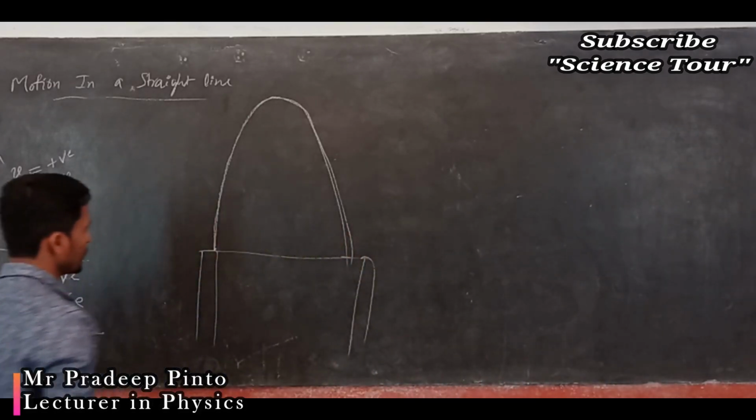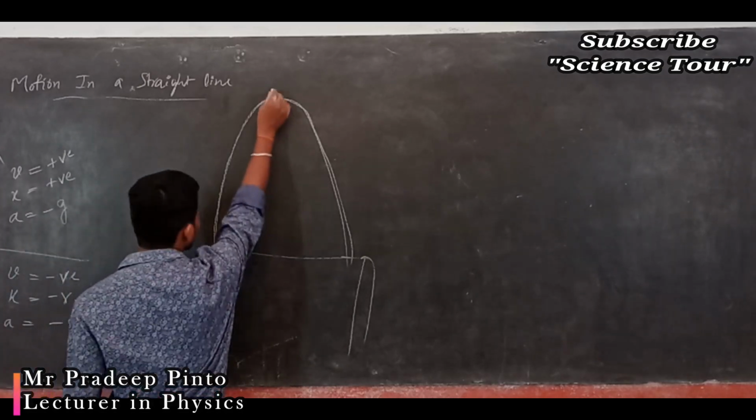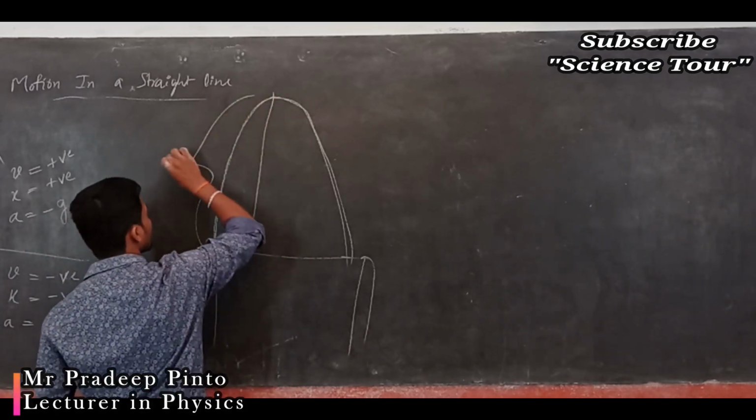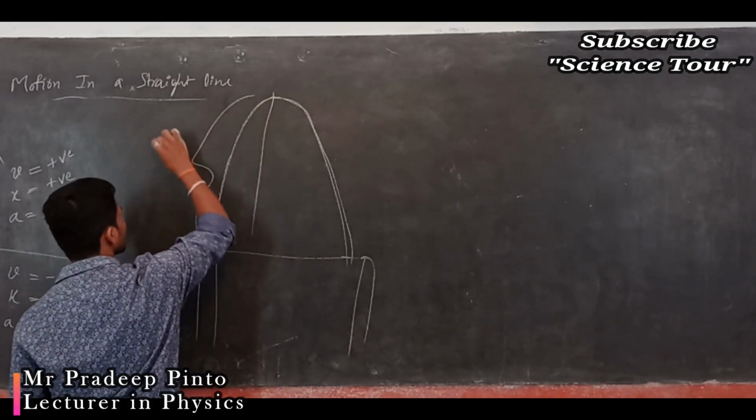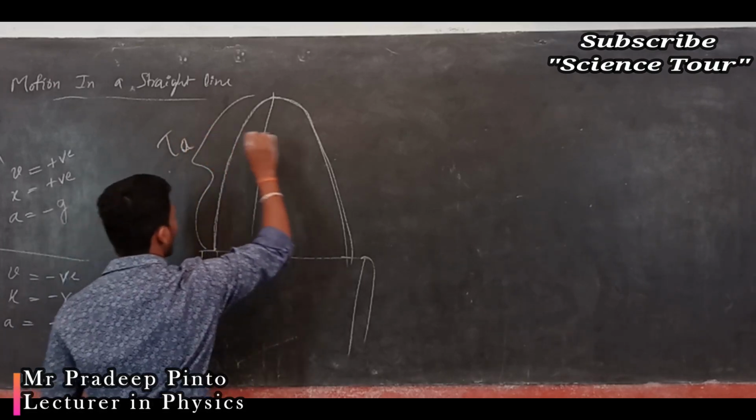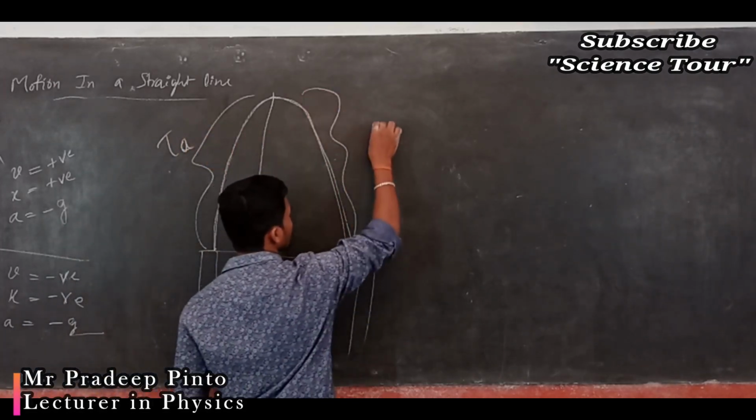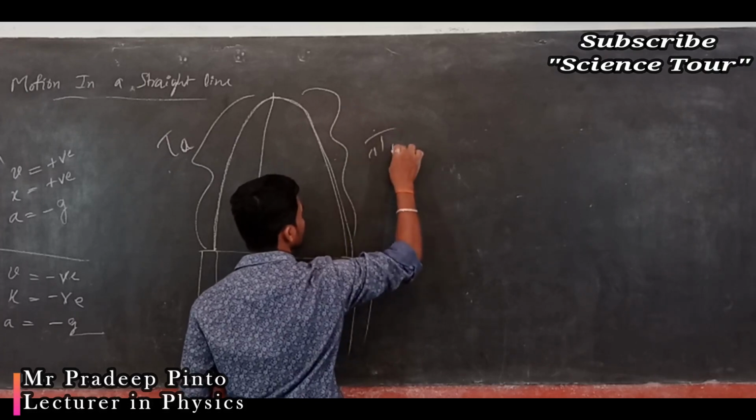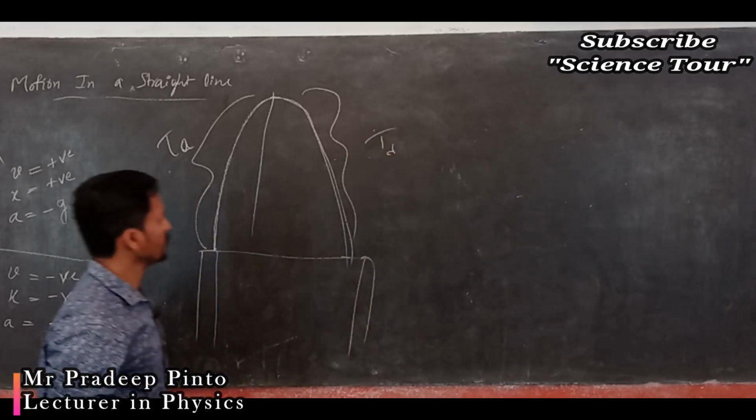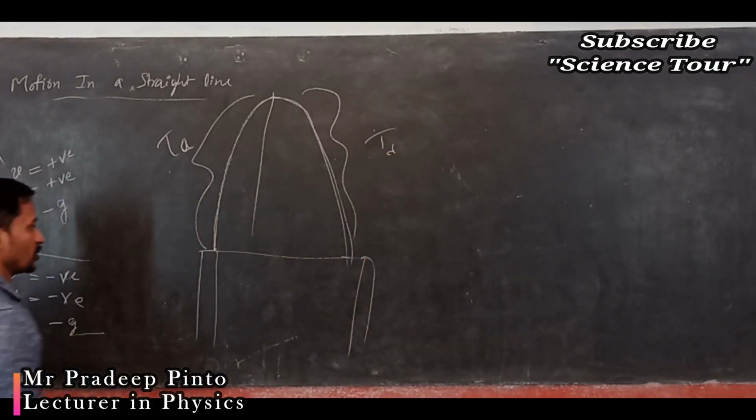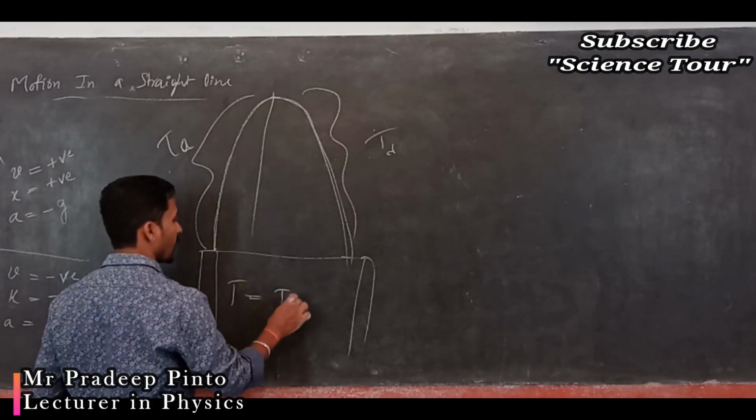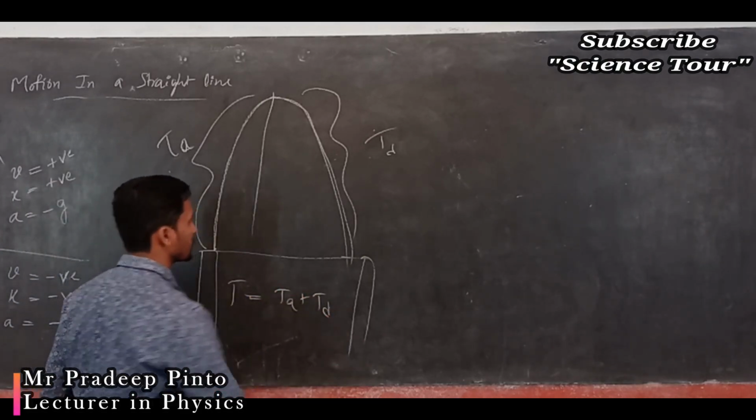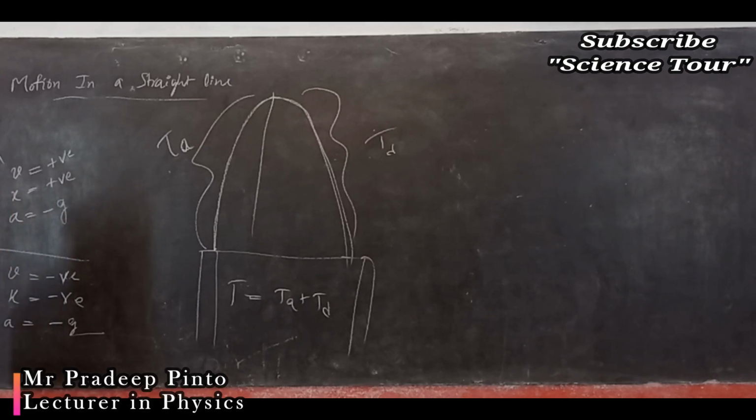Now what are the things here? The time taken to reach the maximum height is called the time of ascent, and the time taken to reach back is the time of descent. So the total time is how much? Time of ascent plus time of descent. Like that.